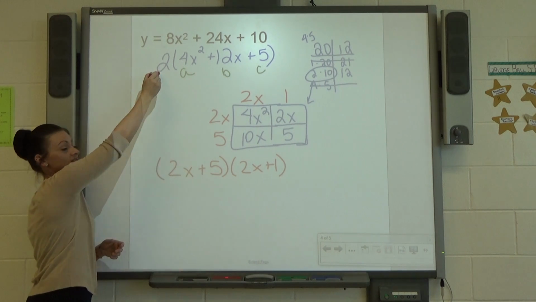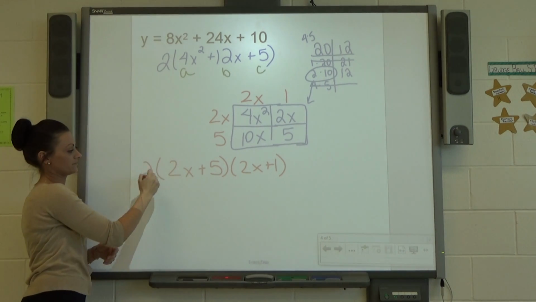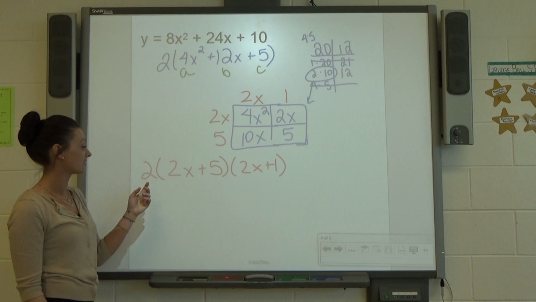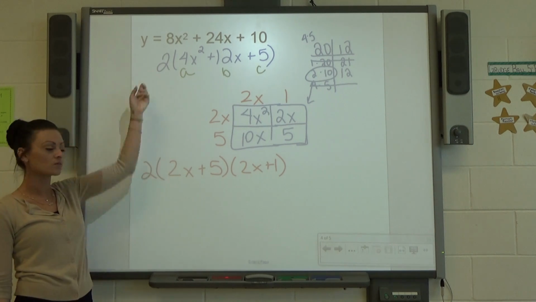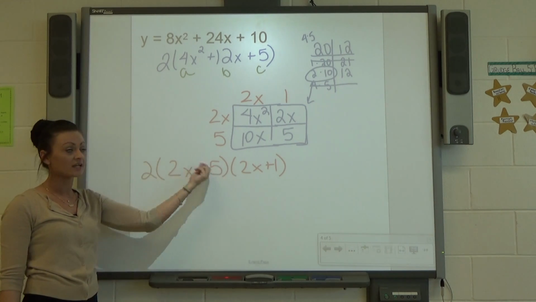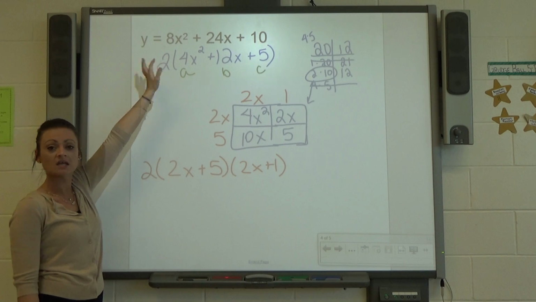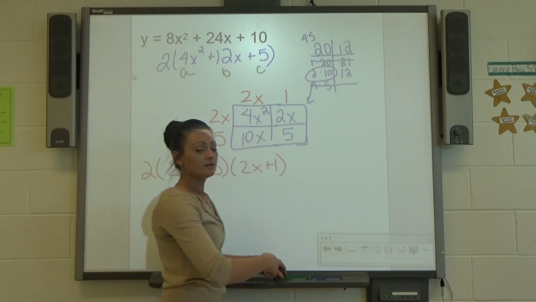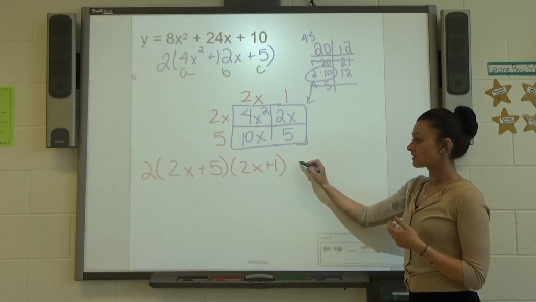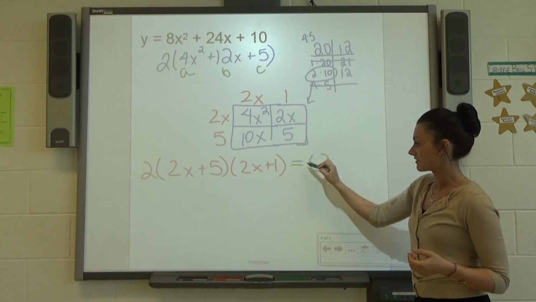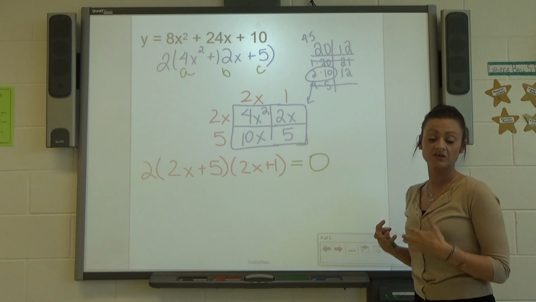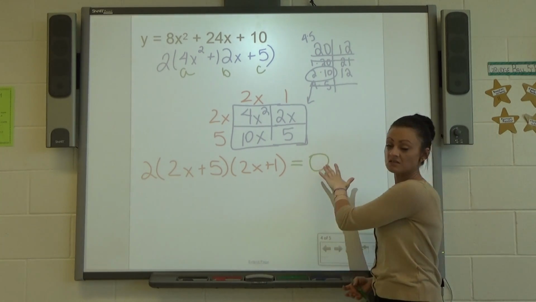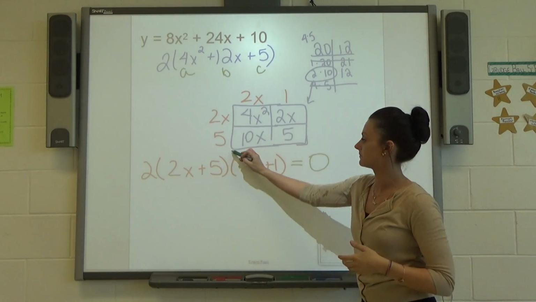But I still got this guy that I'm going to bring down as well, because that's my greatest common factor. I still needed him because this 2, when I multiply together, gets me back to the very beginning of 8x squared plus 24x plus 10. Excuse me. And since I'm looking for my zeros, I'm going to set the whole thing equal to 0 and figure out what values of x make the entire equation turn out to be 0.